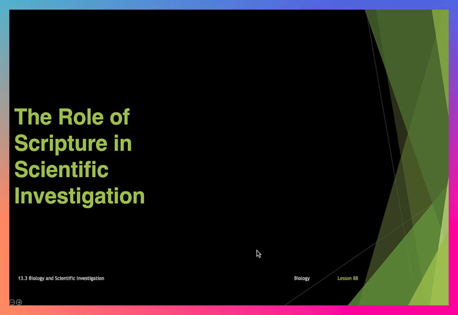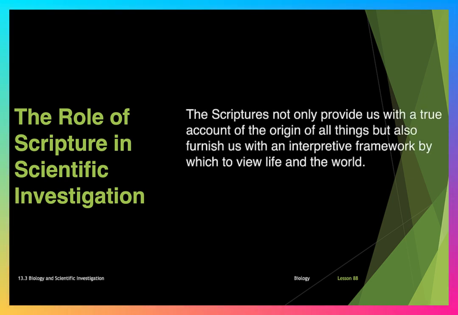In the second part, we are going to talk about the scientific method. Before we go into that, we have to look at some of the assumptions that are necessary in order to use the scientific method. The first of these is the fact that the Scripture describes the origin of all things, but also furnishes us with a framework which we can interpret and view life in the world.